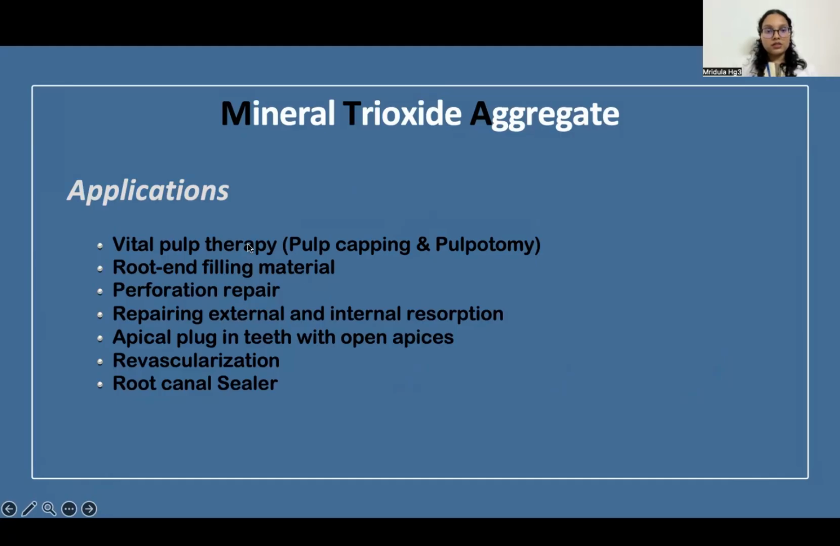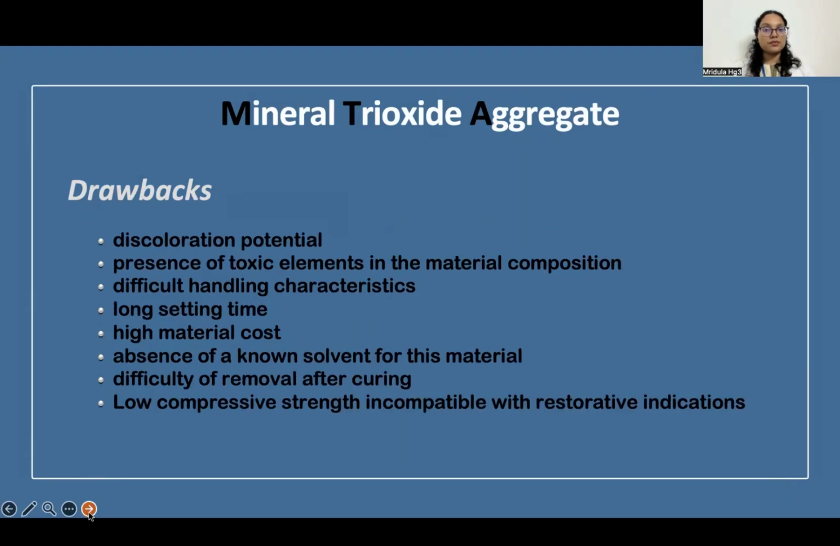Applications are done for vital pulp therapy. It is used as a root-end filling material, for perforation repair, and for repairing external and internal resorption. It is also used as an apical plug in teeth with open apices, for revascularization, and as a root canal sealer. Mineral trioxide aggregate is also used.